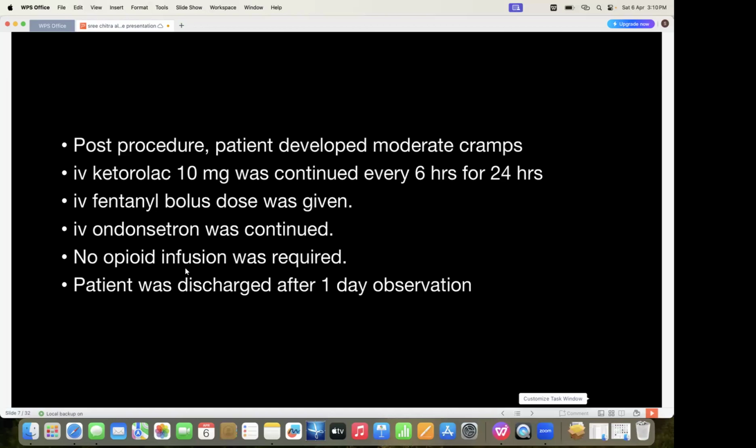Usually, some patients, especially after fibroid embolization, may require opioid infusion for pain. Here only one bolus dose was given, not more than one dose, and that too only fentanyl. No morphine or any high grade opioid infusion was required. Then after about 24 hours the moderate pain also subsided, and the patient was discharged after about 1 day of observation.